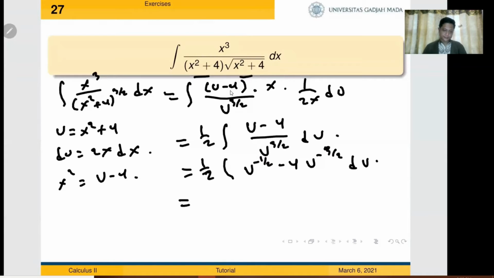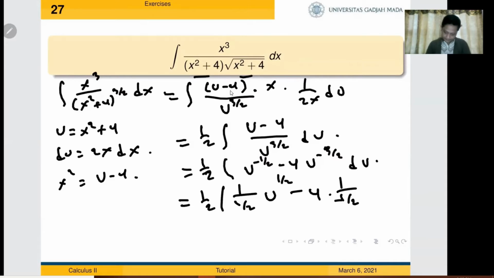We just use the standard form, and this one becomes what? 1 over minus half plus 1, which is half, times u to the half. Minus 4 times, this one is minus half, correct, right? Minus 3 over 2 plus 1, and u to the minus half, plus c. Okay.